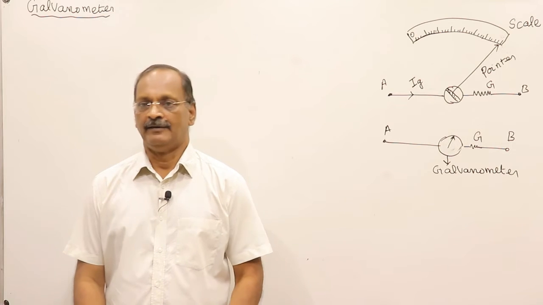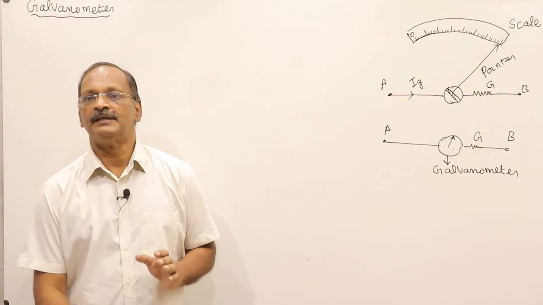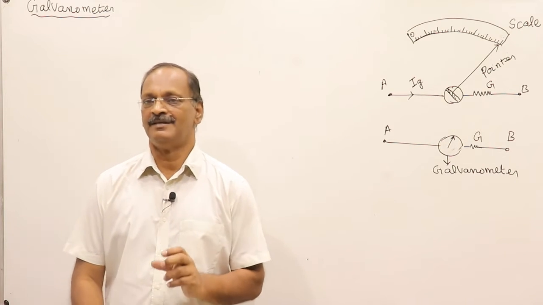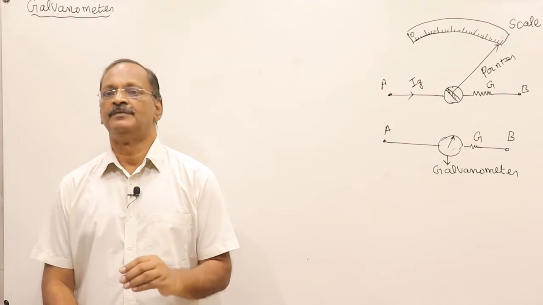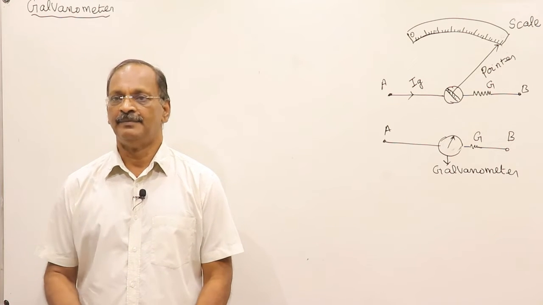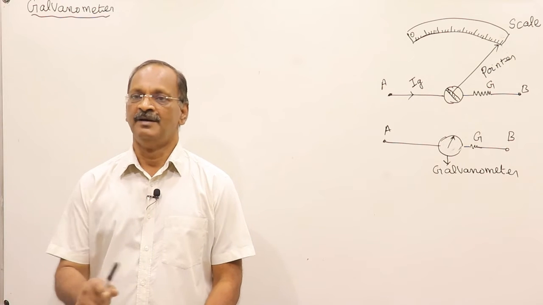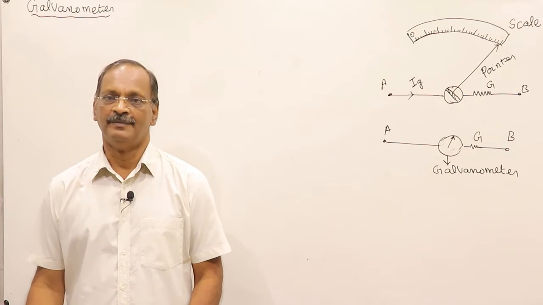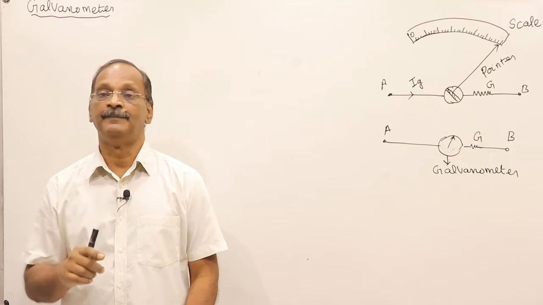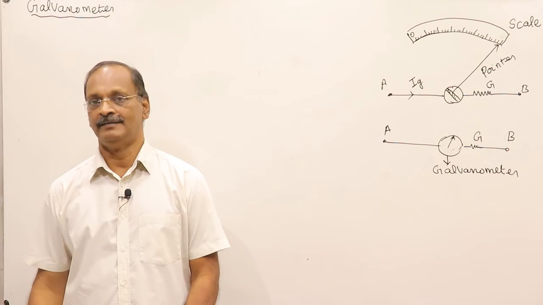Galvanometer. A galvanometer is a device which we use in measuring instruments, because it can be converted into a voltmeter, and it can be converted into an ammeter. An ammeter is used to measure the current through the circuit. A voltmeter is used to measure the voltage across any two points in the circuit.